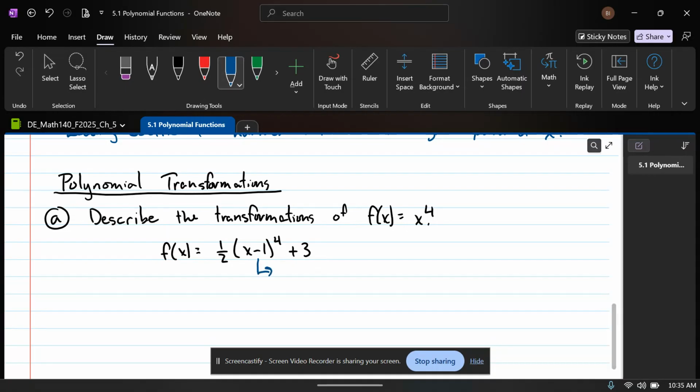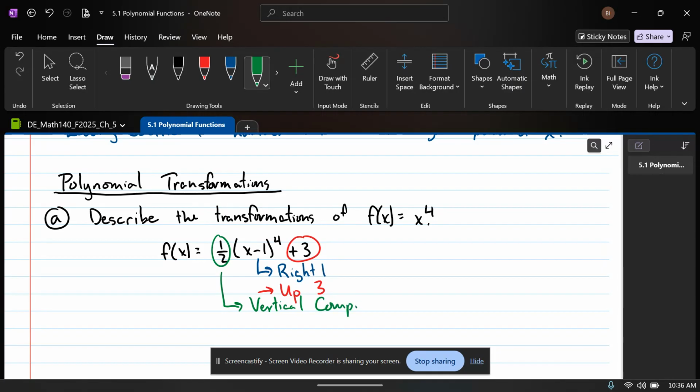The minus 1 is right 1. The plus 3 is going to be up 3. A vertical compression by a factor of 1/2. Y'all remember those rules. We're still using the same rules. Nothing's changed. So this is easy stuff because we've done it two chapters in a row. Really easy stuff.